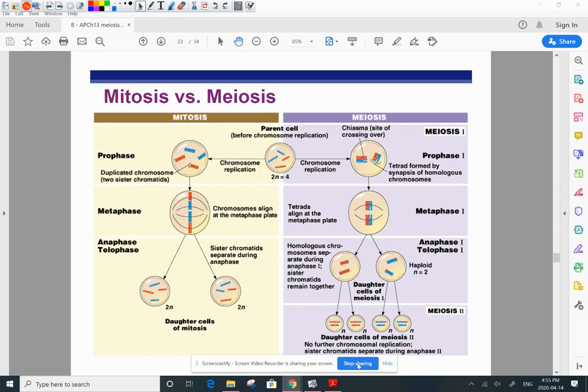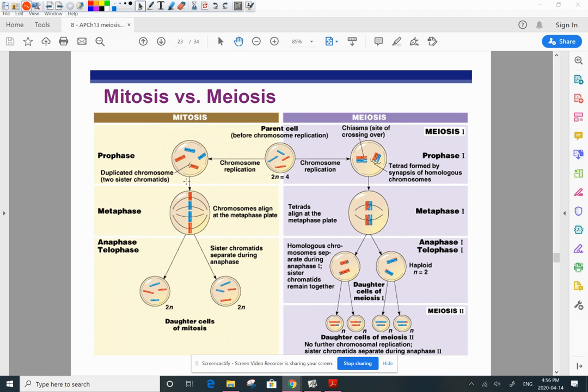Okay, Bio30s, here is our last video on meiosis. And this one is just going to summarize everything we've done. We're going to compare mitosis and meiosis, look at similarities and differences, and then just review those important things that lead to diversity. So mitosis, as you can see, is just one set of divisions, whereas meiosis has two, meiosis 1 and meiosis 2.